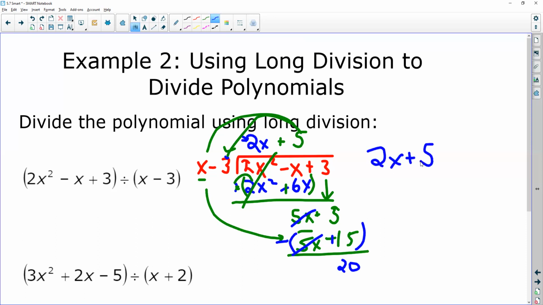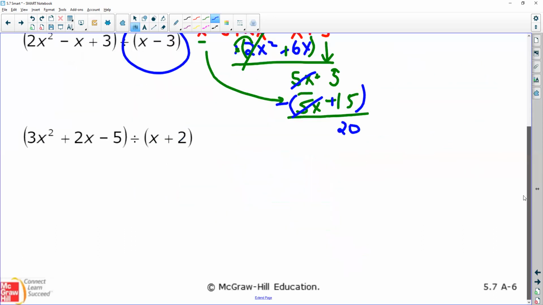And then the remainder gets put over what you've been dividing by in a fraction. Plus 20 over x minus 3. Okay, if you need to go through that again, go ahead and do that. Let's do the second one. So I'm going to do the exact same thing.